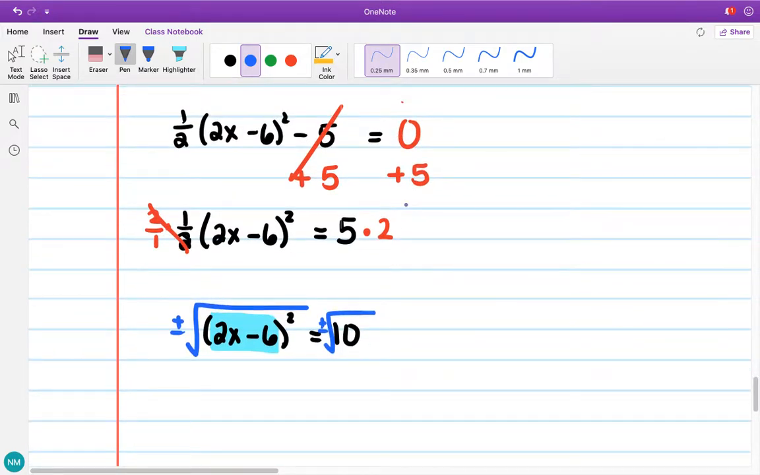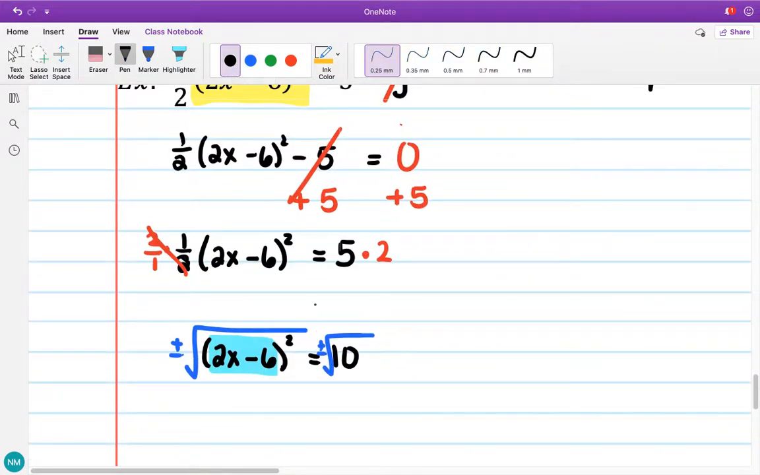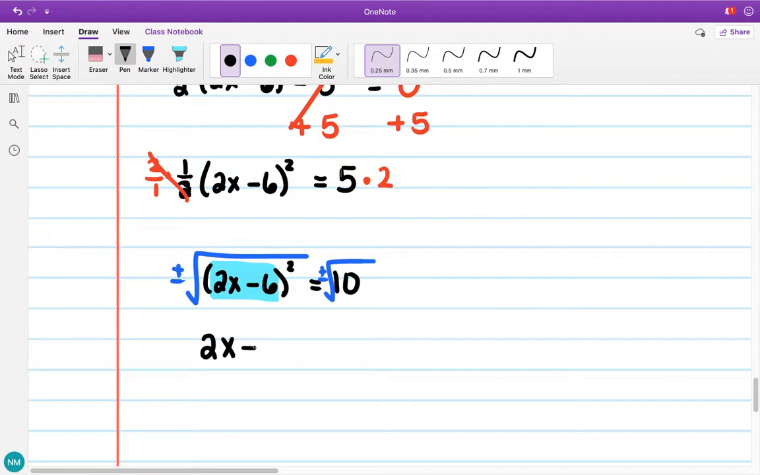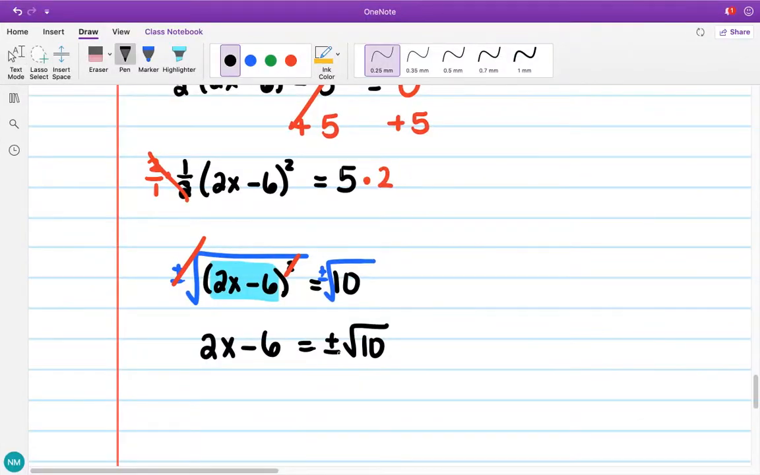I didn't plan this out well. This wasn't supposed to be a 0 over here, but it's all right. We're going to let it rock right now. So we have 2x minus 6, right? Because this goes away. And then I get equals plus or minus the square root of 10. It's going to be an irrational number. We don't know what the square root of 10 is right now, but we're going to let it rock. Actually, let's find out. What's the square root of 10? We're going to work with decimals here. I changed my mind. We're going to stick with the radical.